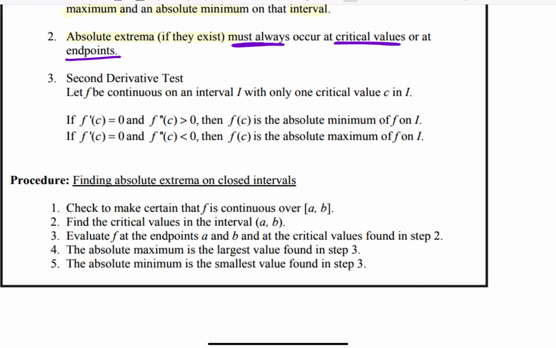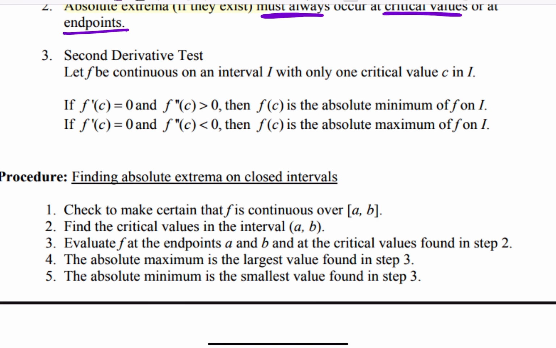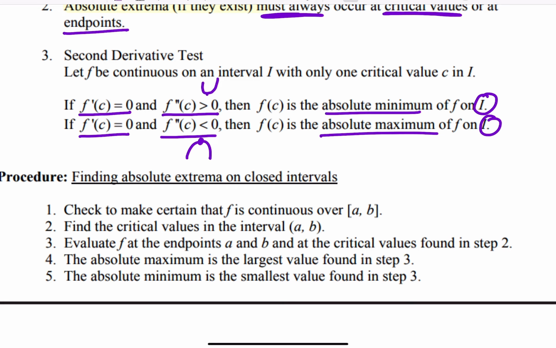The second derivative test, we've seen this before. If f prime is 0 and f double prime is greater than 0, then you know it's concave upward. Concave upward means absolute minimum. If f prime is 0 and f double prime is less than 0, that means it's concave downward. That is, we'll have absolute maximum on that interval.